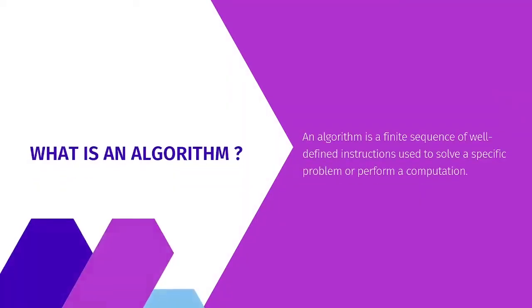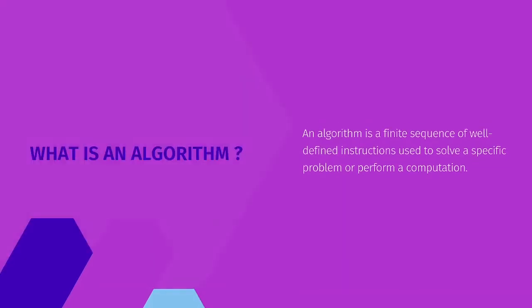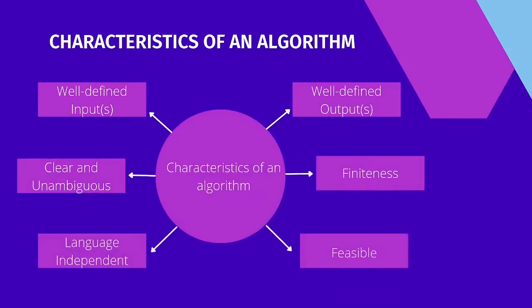So first of all, let's talk about algorithms. What is an algorithm? An algorithm is a finite sequence of well-defined instructions used to solve a specific problem or perform a computation. Next, what are the characteristics of an algorithm? An algorithm must be clear and unambiguous. That means each of its steps should be clear in all aspects and must lead to only one meaning.